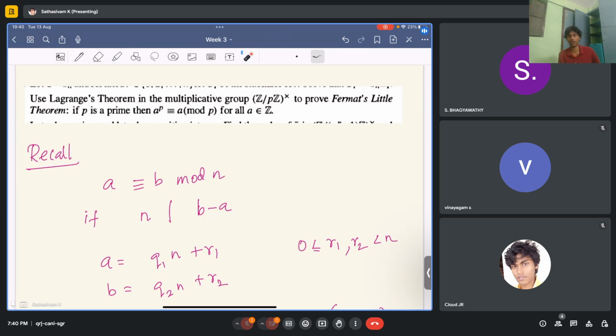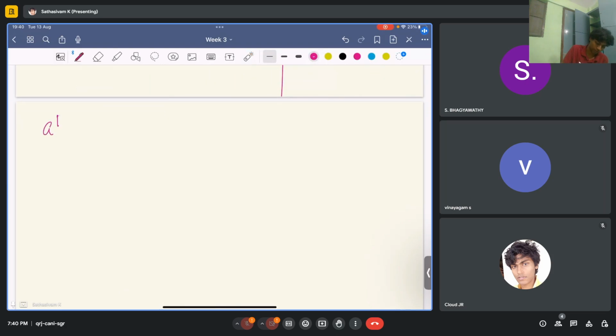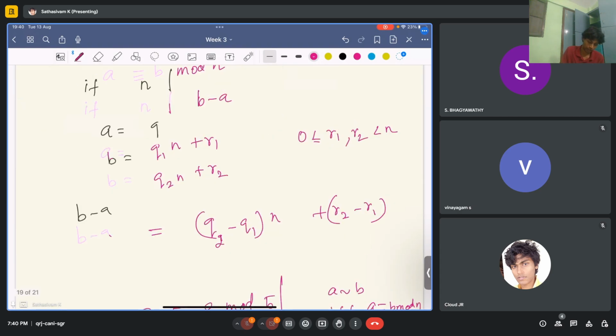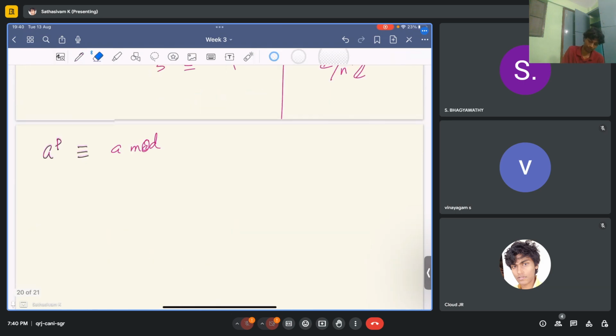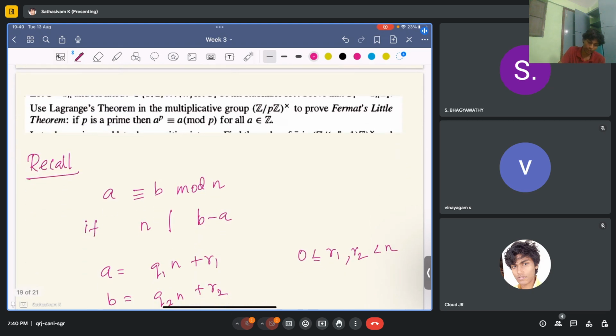Okay. So I will assume that we understand what modular arithmetic is. So let's try to prove the following. What we want to prove is a^p is congruent to a mod p, right? Okay. So this is what we want to prove. And the hint is to use the Lagrange theorem for the multiplicative group (Z/pZ)*.